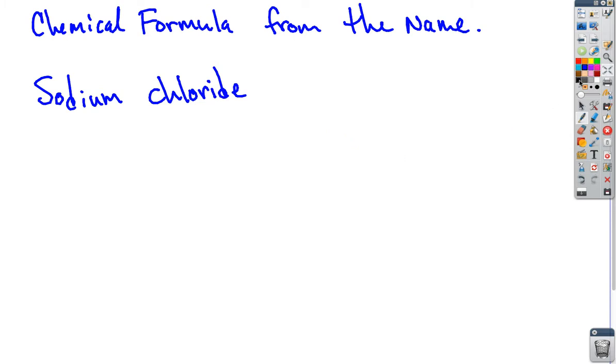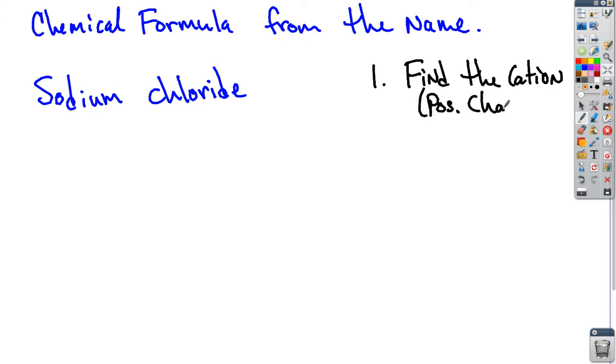Okay. In step one of this process, we're going to find the cation. Remember, the cation is the one that has the positive charge. The cation is always named first. So in this case, the cation is sodium, and I can write the ion right here, Na plus.